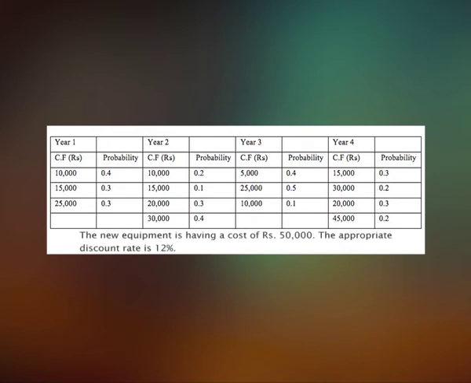The new equipment is having a cost of rupees 50,000. The appropriate discount rate is 12%. Analyze the risk inherent in the proposal by using Monte Carlo simulation by simulating NPV 5 times using the given sets of random numbers and find out the expected NPV and probability that NPV will be less than 0.